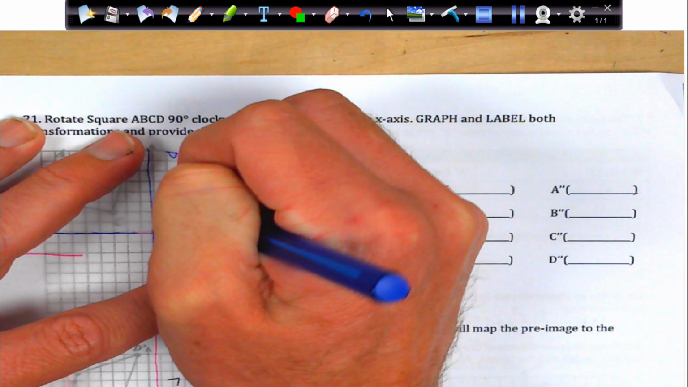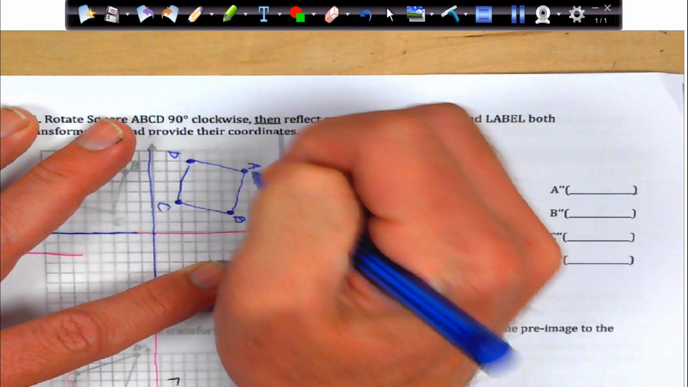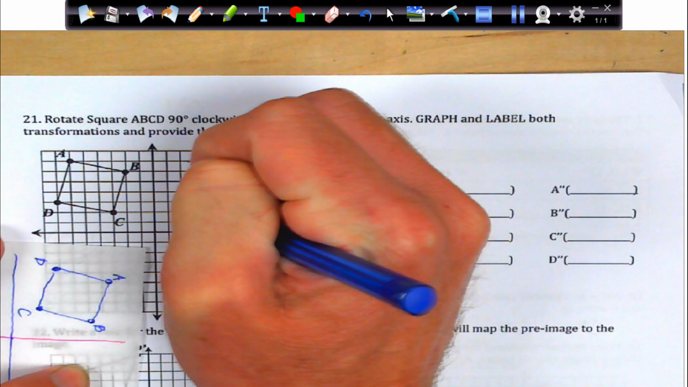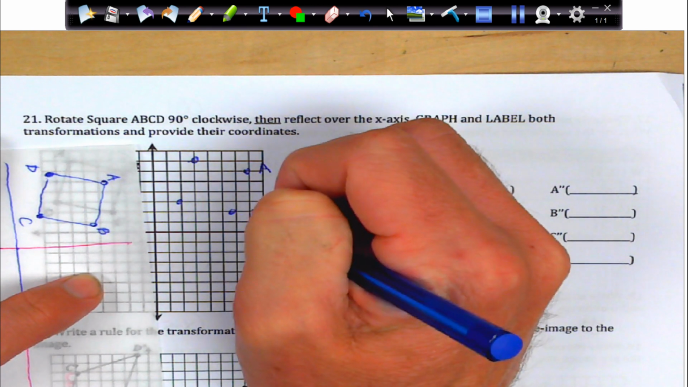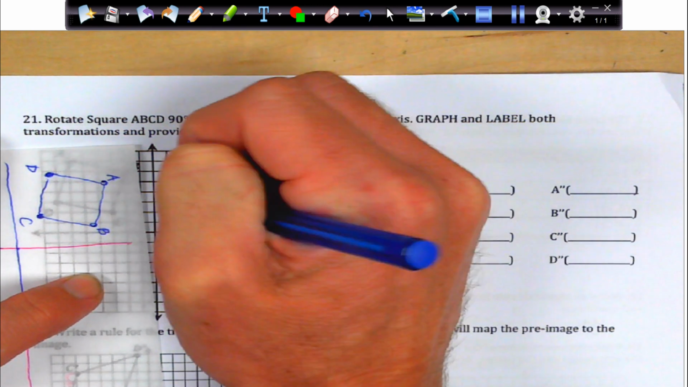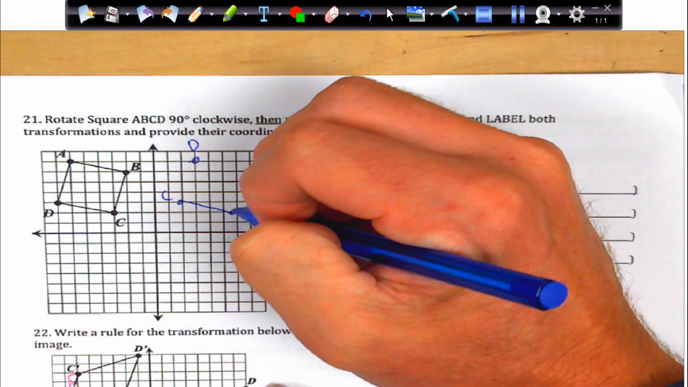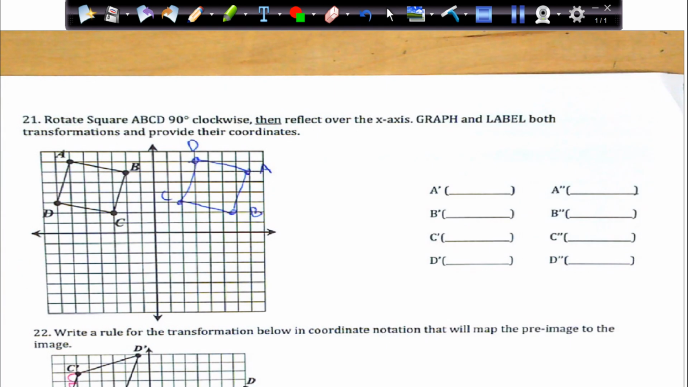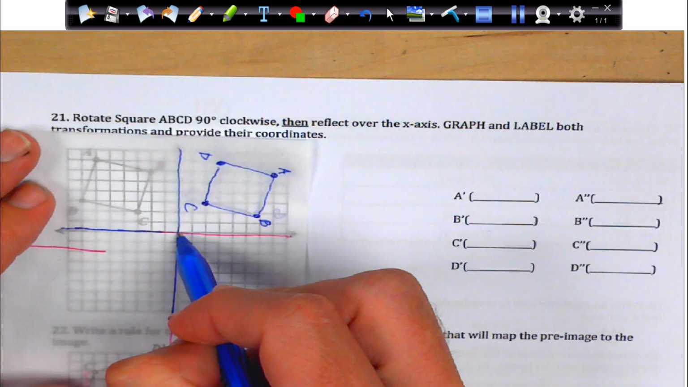Boom, boom. Where's D at? Right there, maybe. And A is right there. Okay. So boom, boom, boom, boom. I think that's good. A, B, D, C. All right. Now, again, squares are hard to look at when you rotate them. So let's just double check. That looked good. That looks good.